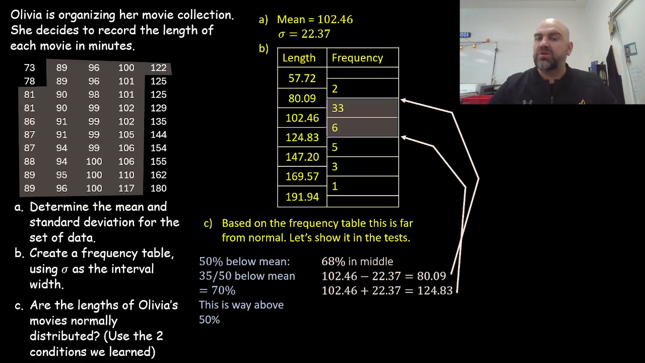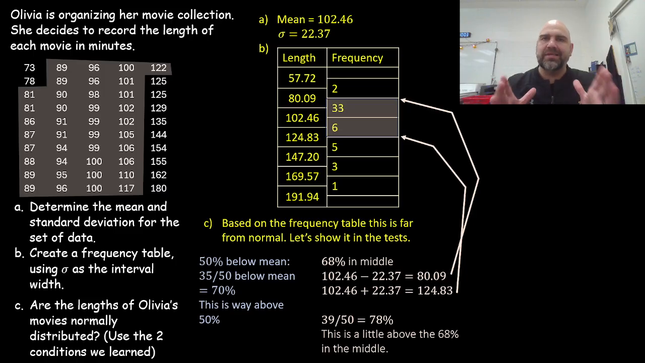That's about 39. There we go. So 39 out of the 50, which is 78%. We would expect that number to be closer to 68% if this was normal, and so this is a little bit above that. So on that note, are the lengths normally distributed? No, they are not. There are way too many below the mean, and there are too many that are actually in the middle sections. We would need to have a few more on the outsides in order to solve that.